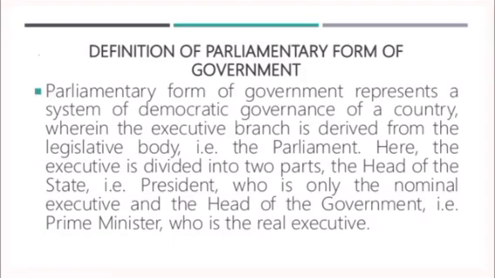Parliamentary form of government represents a system of democratic governance of a country wherein the executive branch is derived from the legislative body, that is the parliament. Here, the executive is divided into two parts: the head of the state, that is president, who is only the nominal executive, and the head of the government, that is prime minister, who is the real executive.